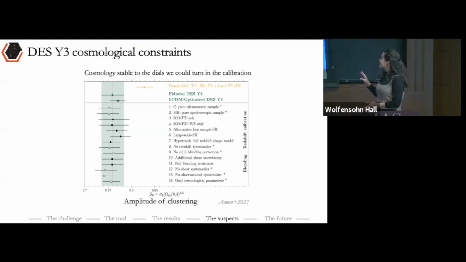And so I think this is the most rewarding plot that I will likely ever make in my life. It took 3 years, but our S8 results are robust to our data calibration.